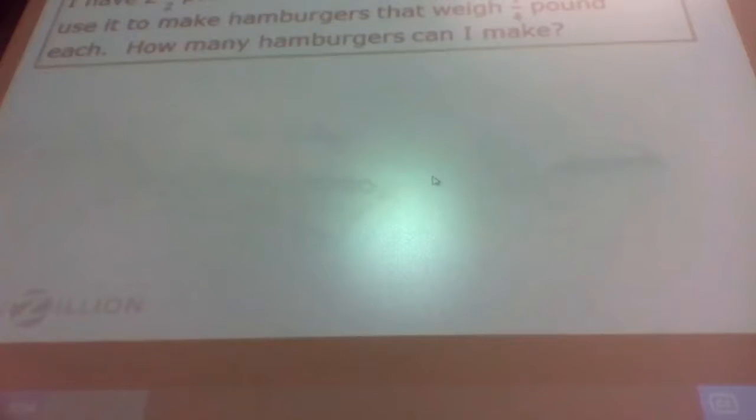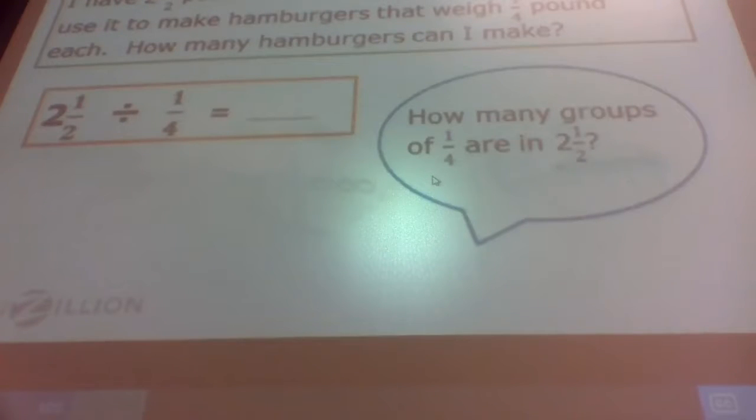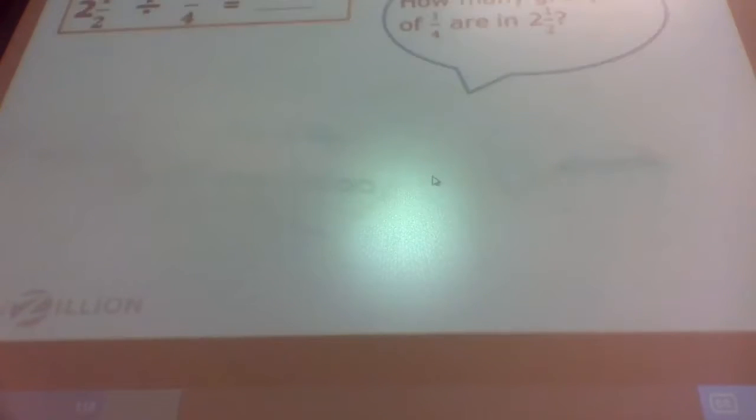Let's say I have 2.5 pounds of hamburger meat. I want to use it to make hamburgers that weigh 1/4 pound each. How many hamburgers can I make? In order to find out how many groups of 1/4 are in 2.5, divide 2.5 by 1/4. I also know I can use a model to figure out how many groups of 1/4 will be in 2.5. For our model, we're going to start with the 2.5.